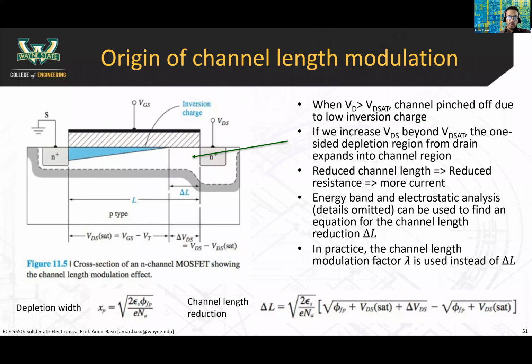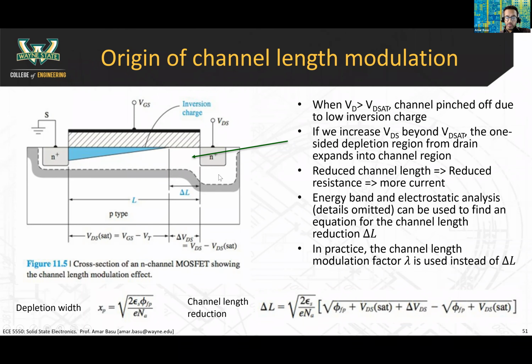So let's go into one more level of detail. Why does this delta L happen? As I said before, when VD is greater than VDSat, which is VGS minus VT, the channel becomes pinched off due to low inversion charge. If you change your VDS and increase it beyond that, then you start forming the one-sided depletion region from the drain, and that expands into the channel region. Remember, I said earlier that there's a depletion region between the N-type drain and the P-type substrate. That's what's shown in white here.